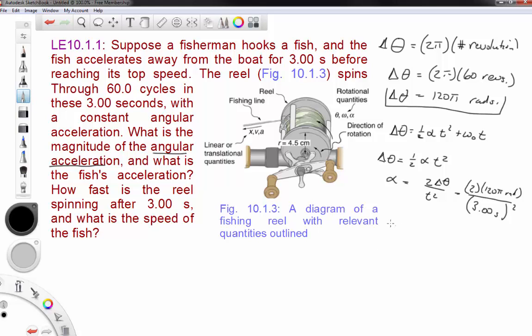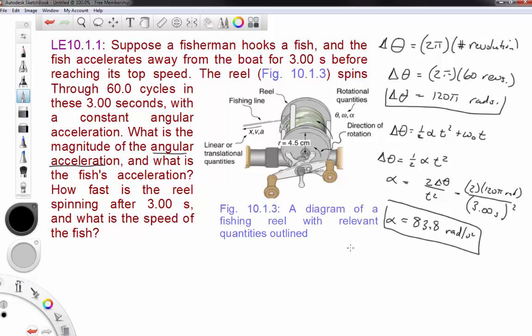That gives us a total angular acceleration of 83.775, so we'll just call that 83.8 radians per second squared. So that is the angular acceleration of this reel.